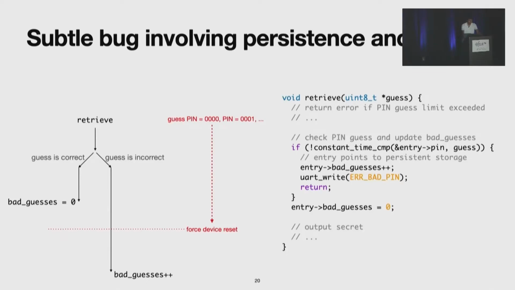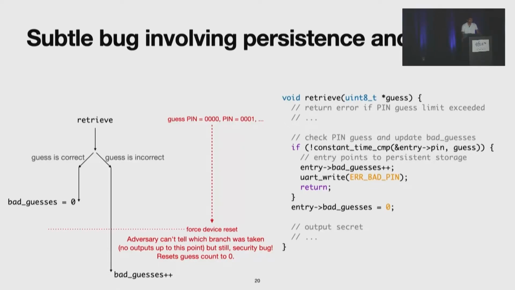Now, unfortunately, this can be exploited. It turns out that if an adversary guesses a pin, waits for just the right amount of time, and then resets the device, something interesting happens. If the pin guess was correct, then the bad guess count has been reset to 0. And if the adversary's guess was incorrect, well, we haven't yet gotten to the point where we persisted the updated count. And there are no outputs during this whole sequence. The output happens much later, and we've already reset the device before then.